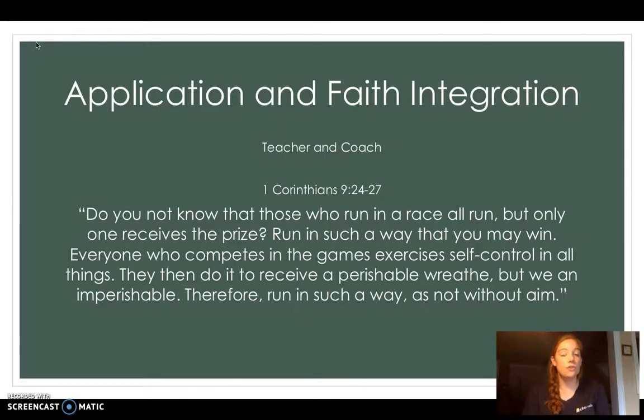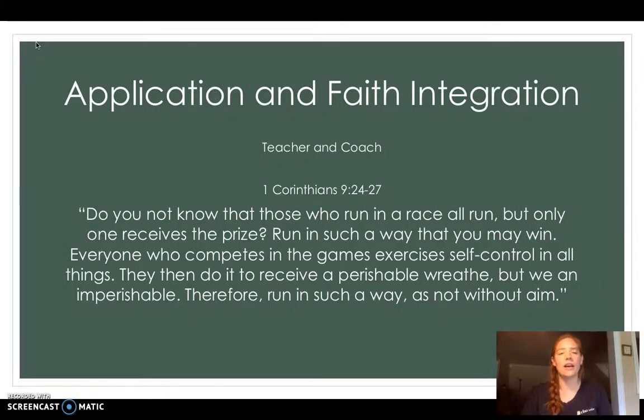Do you not know that those who run in a race all run, but only one receives the prize? Run in such a way that you may win. Everyone who competes in the games exercises self-control in all things. They then do it to receive a perishable wreath, but we an imperishable. Therefore, run in such a way as not without aim.